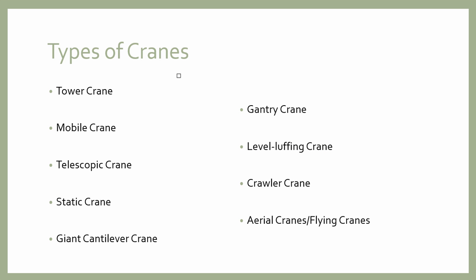Now coming to the types of crane. There are 9 types of cranes available. Those are tower crane, mobile crane, telescopic crane, static crane, giant cantilever crane, gantry crane, level luffing crane, crawler crane, and aerial crane or the flying crane. So students, let's start the discussion on the tower crane.